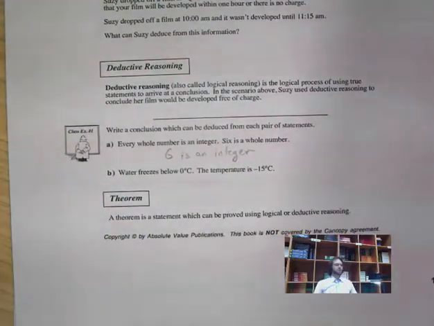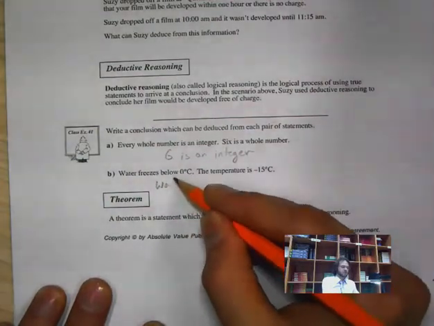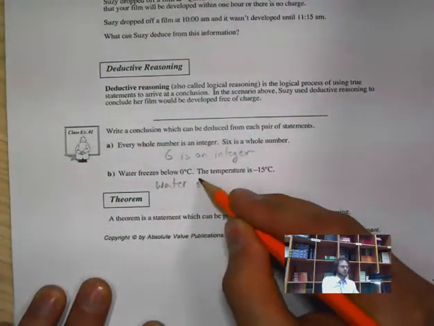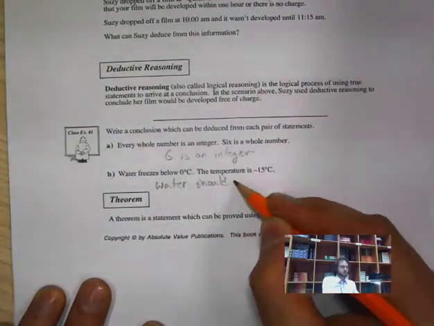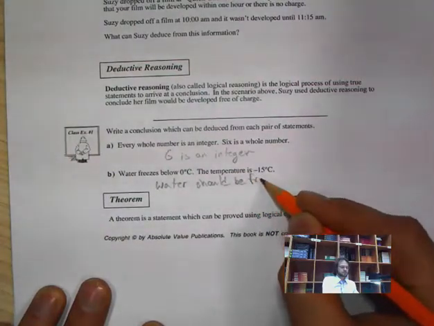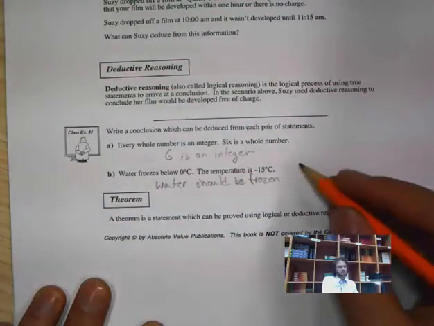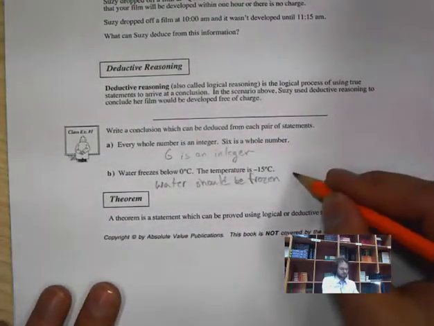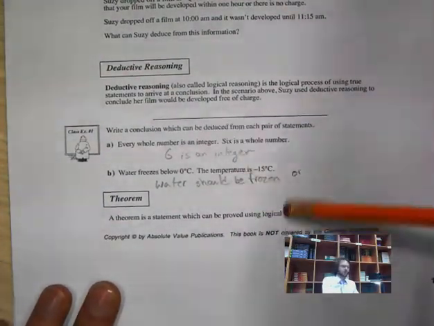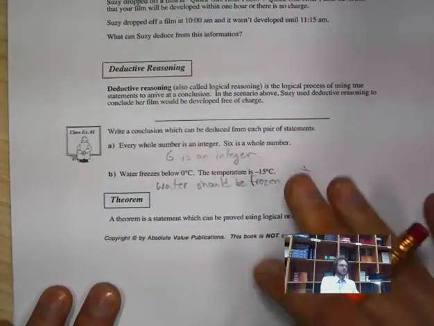The next one says, water freezes below 0 degrees Celsius. So then the temperature is -15 outside, so then water should be frozen. Or the water is freezing. Okay, you get the point.